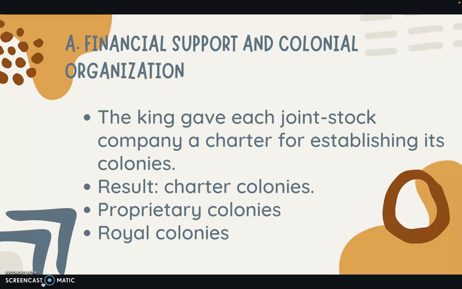And then there was a royal colony, and this is where the king took direct control of the colony. Usually he put a governor in charge of it, and that governor would report back to the king on how things were going and on any decisions that needed to be made.